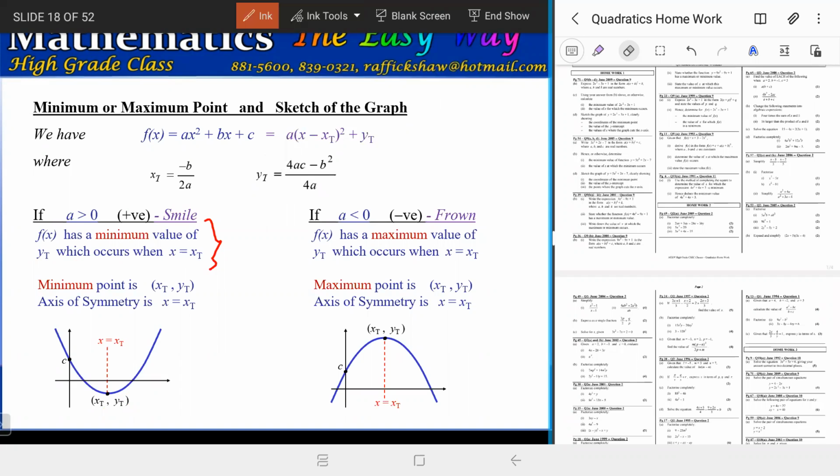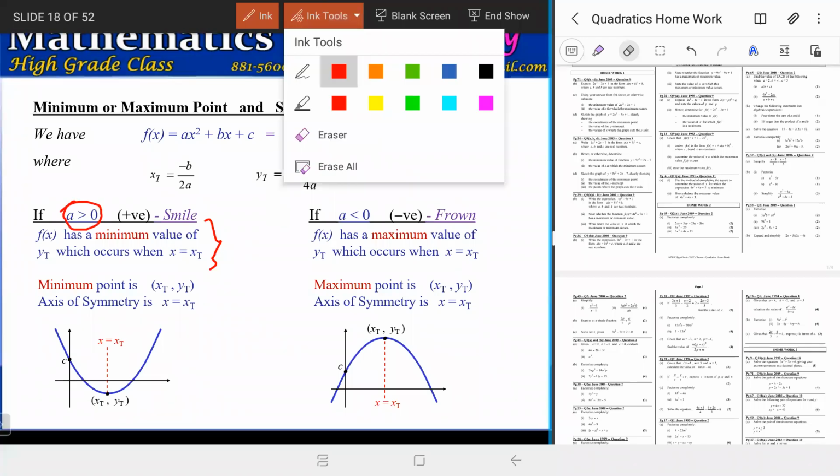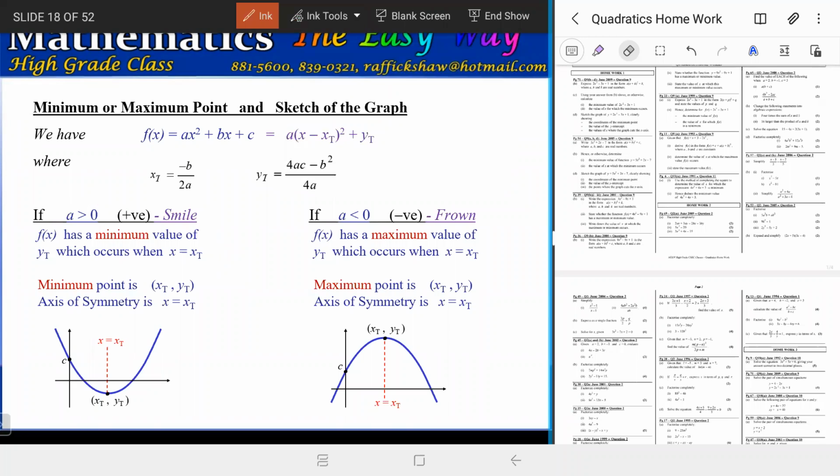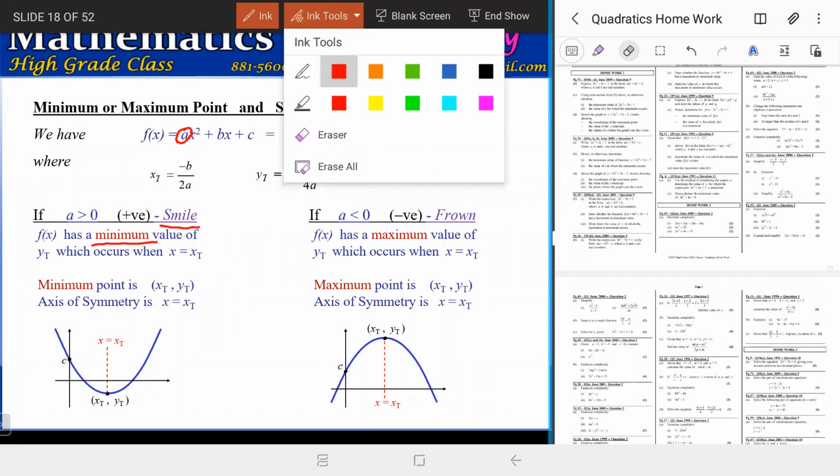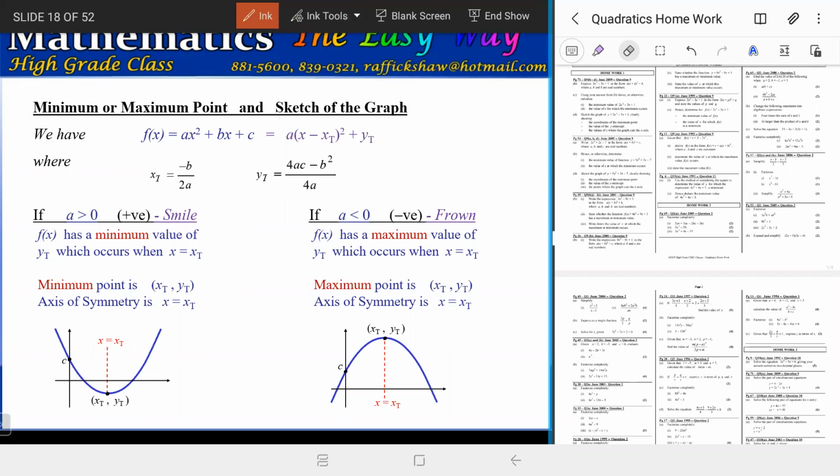What is the minimum value of the function? And what is the value of x for which the function is minimum? And that is when the a is positive, it will be minimum. Sometimes they will say state whether the function has a maximum or minimum. So if you want to state whether the function has a maximum or minimum, you have to look at the a value. If the a is positive, you know that it's going to smile and have a minimum value. But if the a is negative, as here, then it's going to frown and then it will have a maximum value.